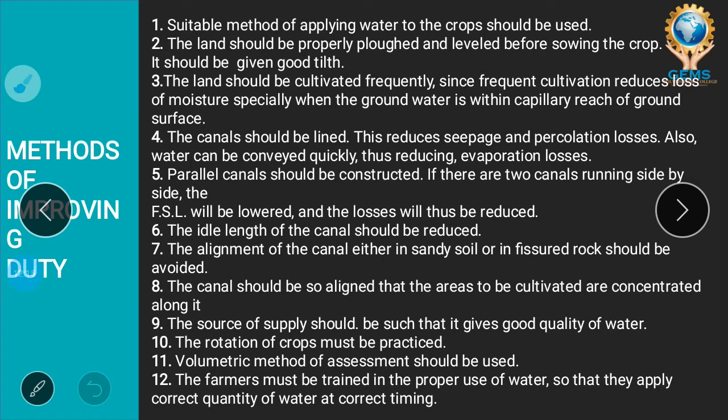How can you improve the duty? How can you adopt some good idea to improve the duty? That is, a suitable method of applying water to the crop should be used, like how you are applying the water to the crop, that is number one. Next, the land should be properly plowed and leveled before sowing a crop. It should be given good tilth.